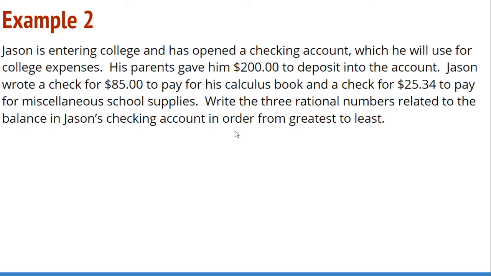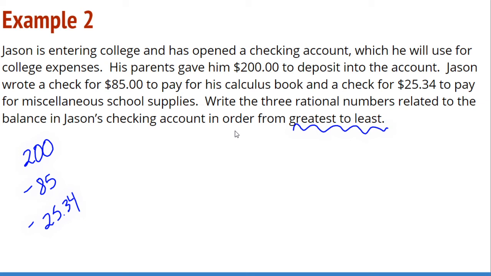How many of you noticed it just switched? We're going greatest to least now. All right, well, putting money in is a positive 200. Writing a check to pay for your calculus book is a negative $85. And then writing another check for miscellaneous, $25.34, is also taking money out of the checking account.